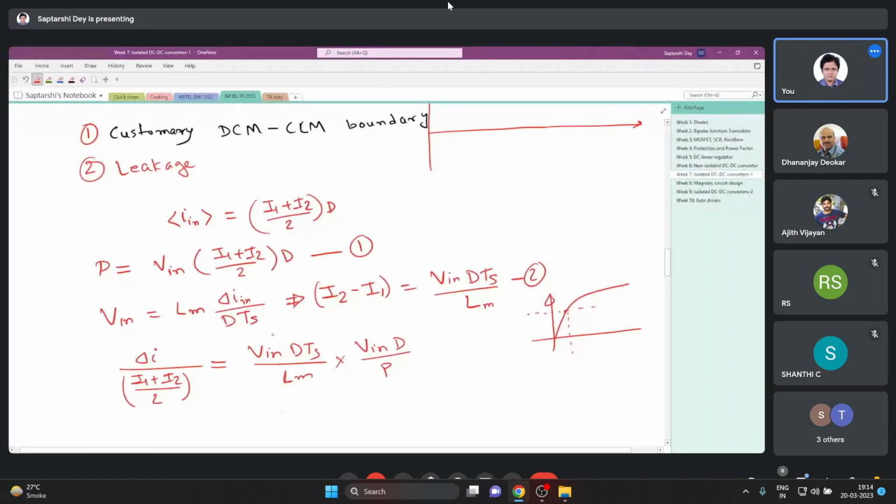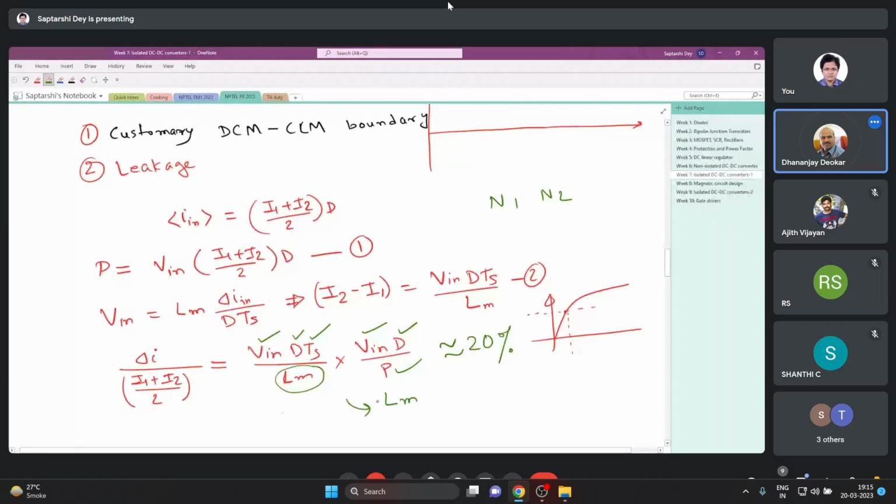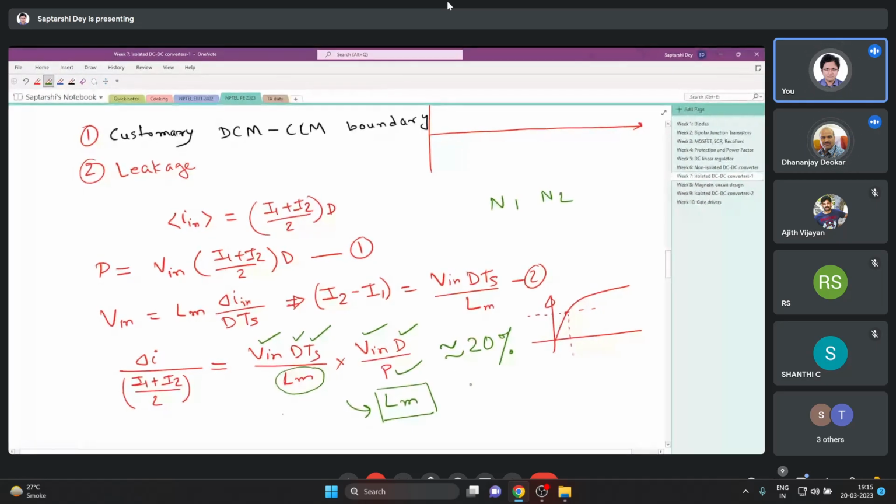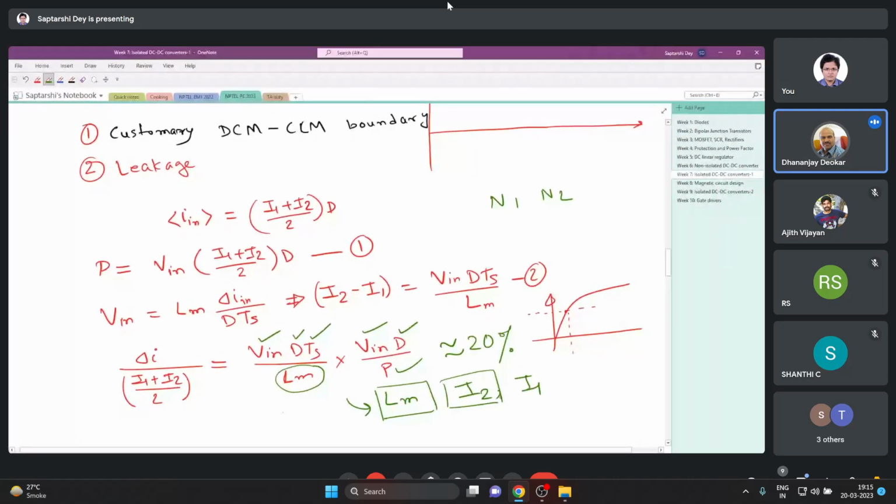Now you see, in this relation, we know almost everything. Let us see what we know. We know Vin, that is given in the rating. We know Ts, we have decided at what frequency you want to operate. We have calculated D already, because we already decided what N1 and N2 we need, and from there we have calculated D. So D we know, P we know, Vin we know. What is left is Lm, right? This ripple thing generally we keep around 20%, 25%. So from here we can find out Lm, the magnetizing inductance that we need. Once we find Lm, from 1 and 2 we have the values of I1 plus I2 and I2 minus I1. Solving this we can get the values of I2 and I1.